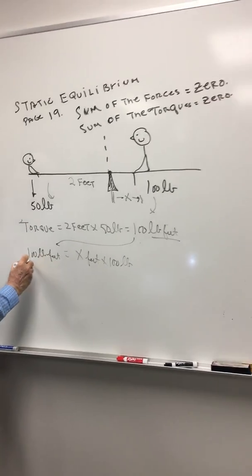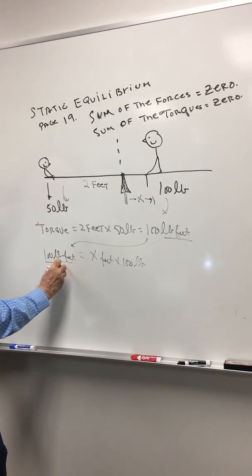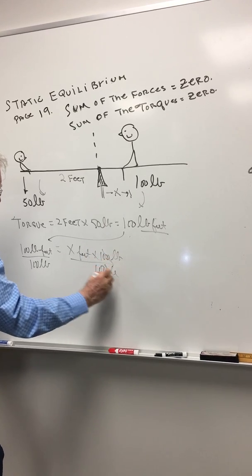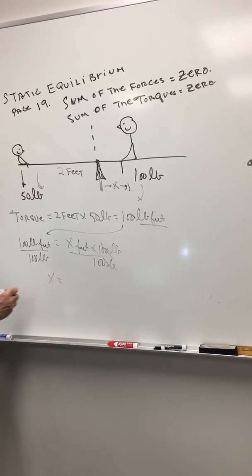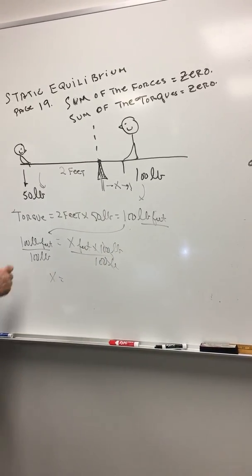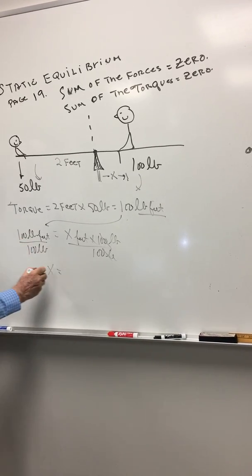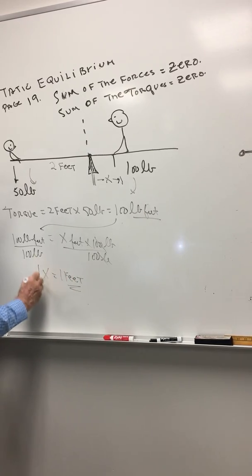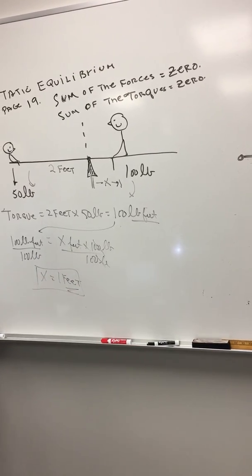We divide both sides by 100 pounds. The distance that you would have to sit from that center point, that rotation point, would be 100 divided by 100, which is 1 foot. And that's what we're talking about in this particular experiment.